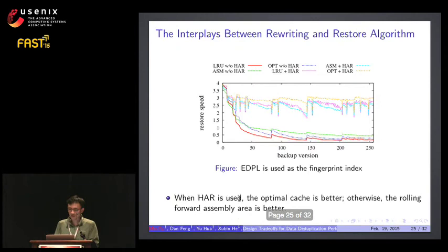This figure explores the interplay between rewriting and restoring algorithms. The y-axis shows the restore speed. Without the rewriting algorithm, HAR, we observed that the forward assembly area technique achieves the best restore performance, but with an efficient rewriting algorithm, HAR, the optimal replacement cache achieves the best restore performance.